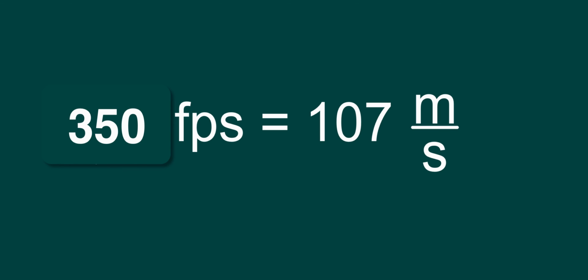So if we go back and look at the original question, it said 350 feet per second. Well, 350 is only 3 significant digits, which means my final answer can only be 3 significant digits, so we would round that to 107. So 350 feet per second is equivalent to 107 meters per second.